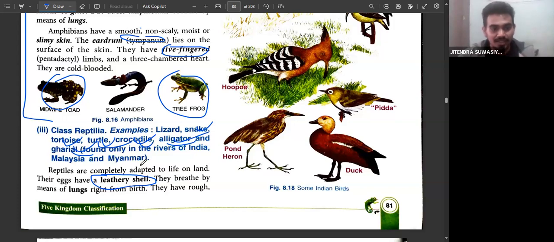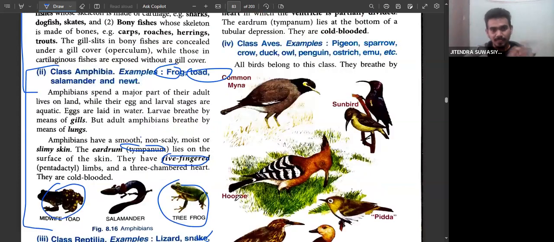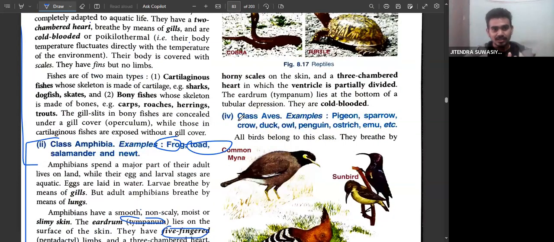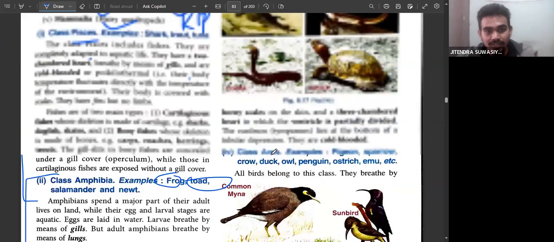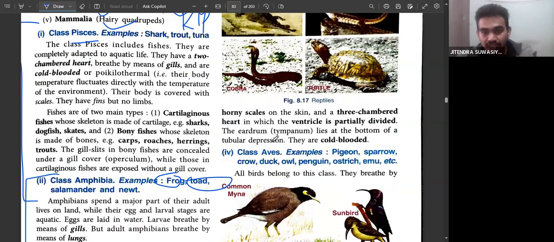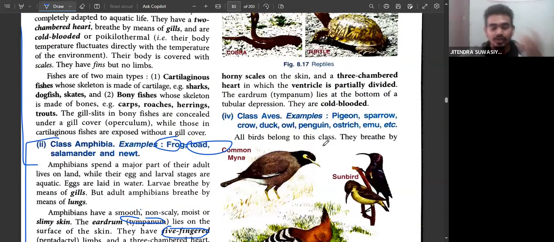They breathe by lungs right from birth. So snakes breathe with lungs and they have horny scales. If you talk about other animals in the Reptilia, they have scales present on the skin of their body, and a three-chambered heart in which the ventricle is partially divided. The eardrum lies at the bottom of a tubular depression, and they are cold-blooded. They also cannot maintain their body temperature.